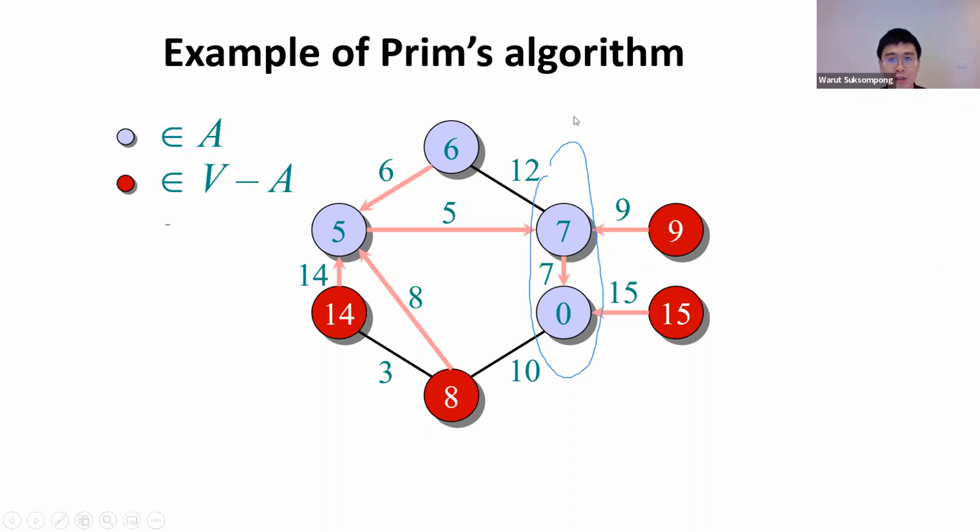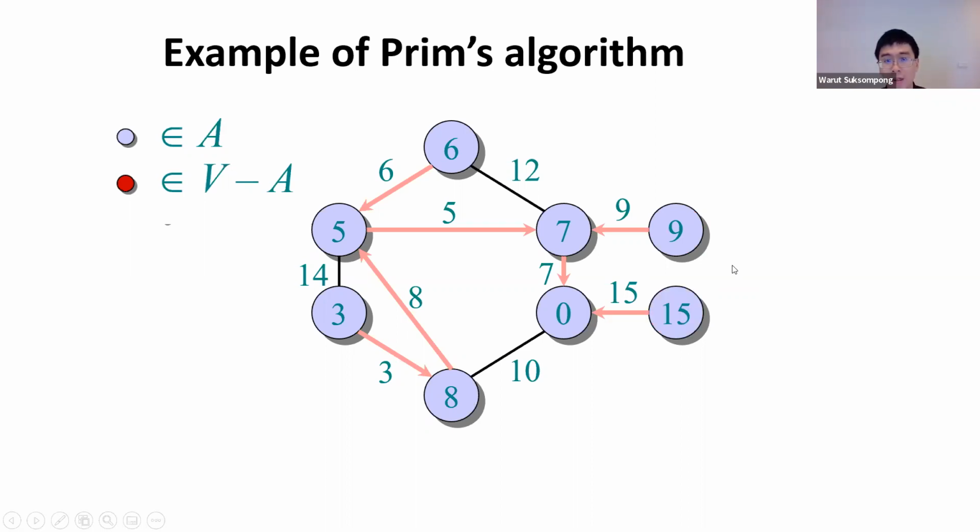We keep going until eventually we have included all the vertices. So this 8, and then this 3 edge is now the least weight edge. So this 3 gets included, and 9 and 15 are quite expensive, but there's no choice, because these are leaf vertices, so we have to include them anyway. So we'll include 9, and we'll include 15. Okay, so that's Prim's algorithm.